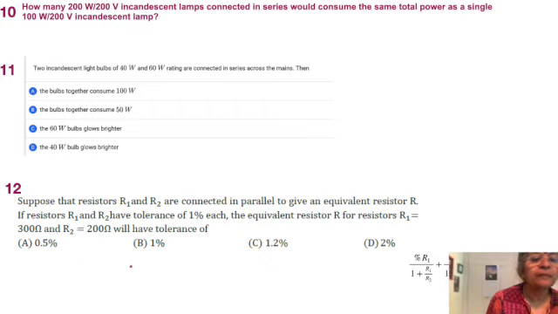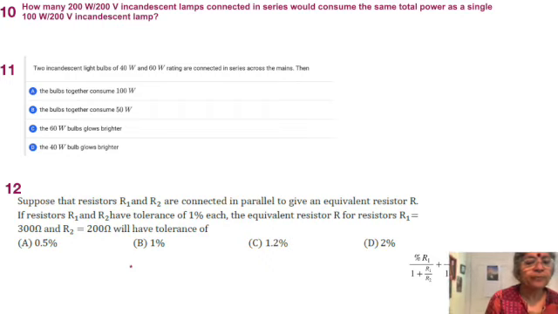The 60 watt bulb glows brighter? No. It is the 40 watt bulb which is going to glow brighter, because it has a higher resistance, and so of the potential divider made by these two lamps in series, the larger portion of the voltage is taken by the 40 watt. The answer D is automatically right. So the 40 watt bulb glows bright.